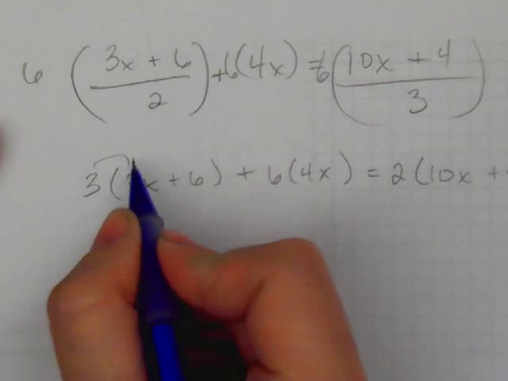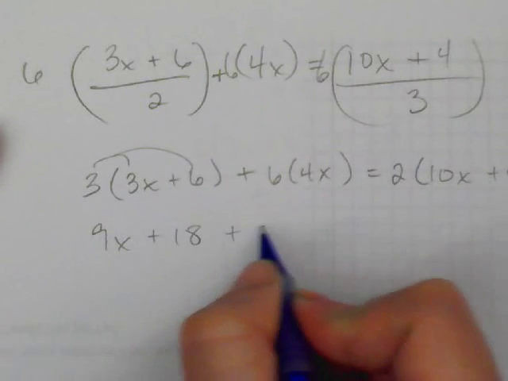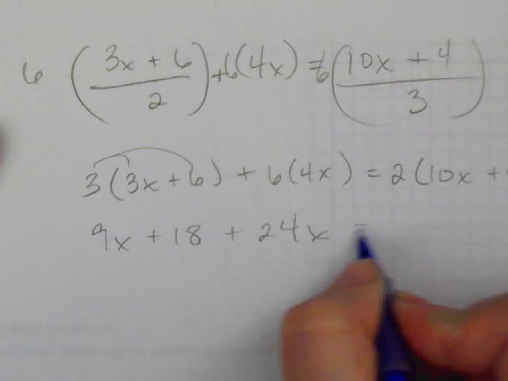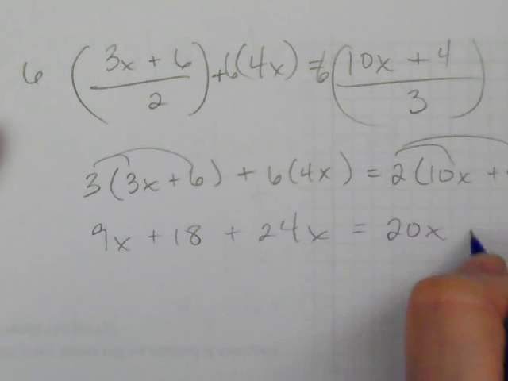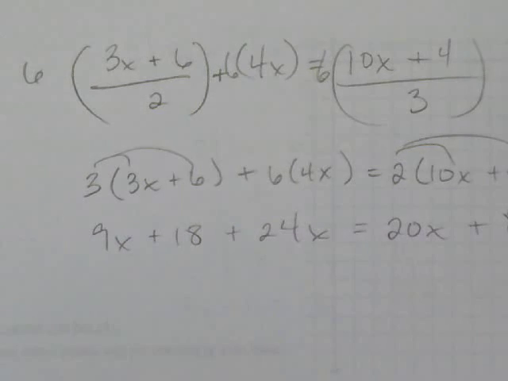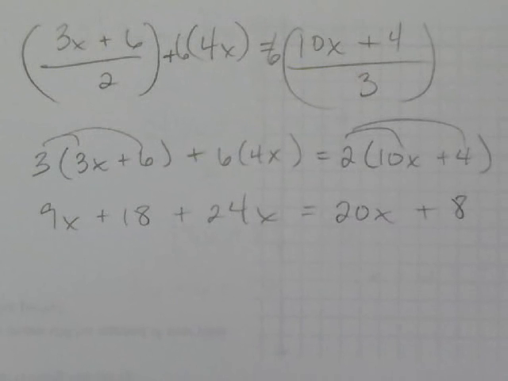Just make sure you distribute everything correctly. 9x plus 18 plus 24x equals 20x plus 8. Then you combine your like terms, combine your like terms, get all the x's to one side, all the constants to the other. So that covers most everything from the worksheet.